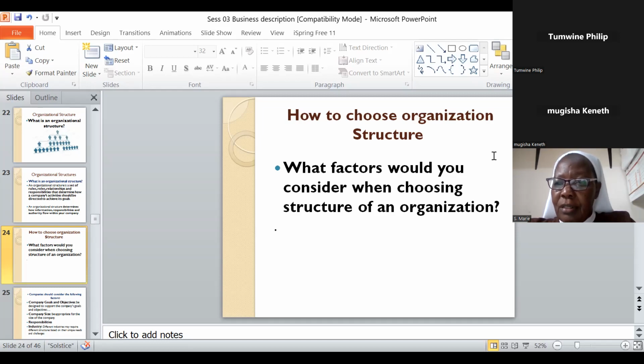Absolutely, you're right. Communication, because the way the organization is organized can impact positively or negatively how communication will flow around decision-making, implementation, changes, all those factors are put into perspective. So that is a very important factor.